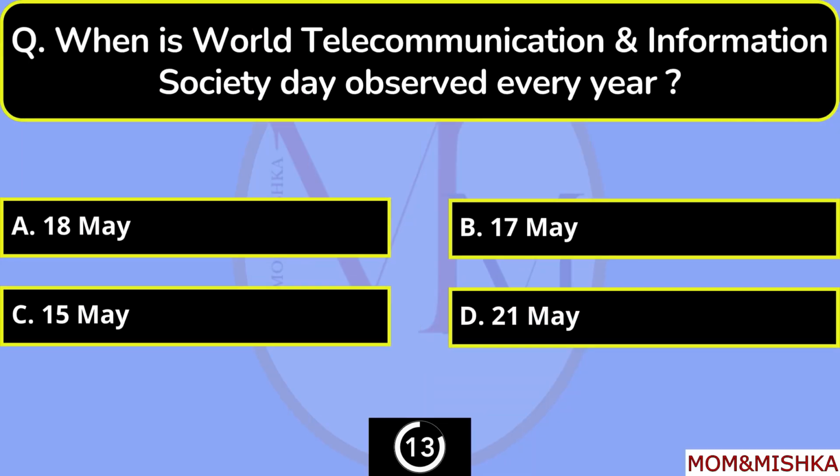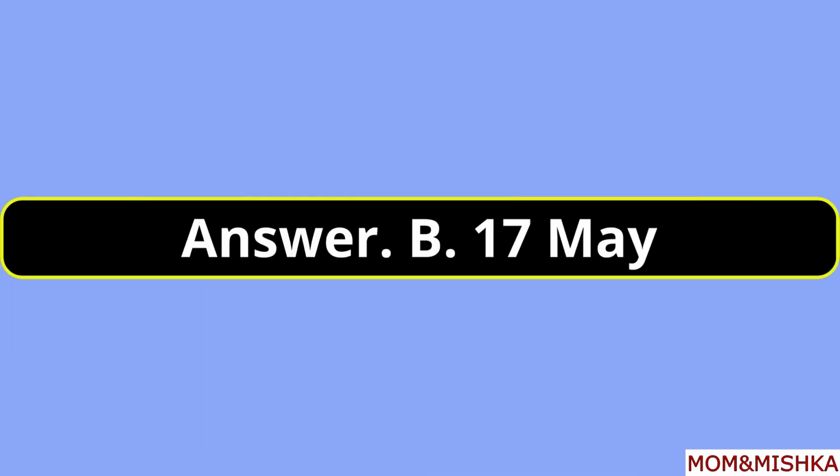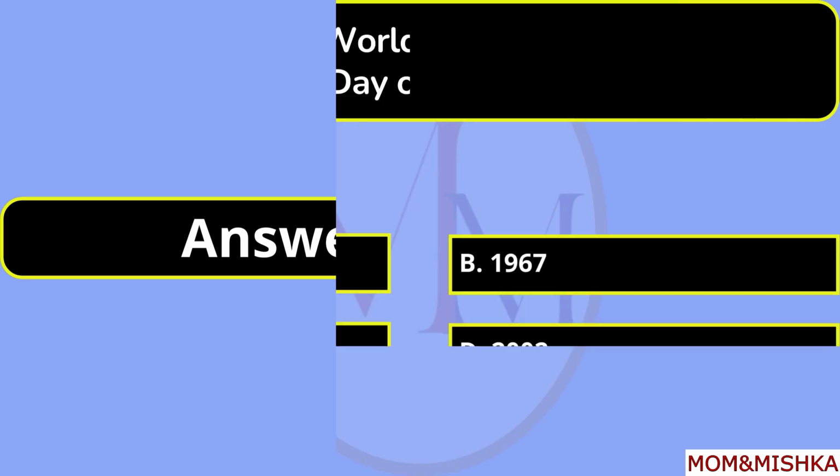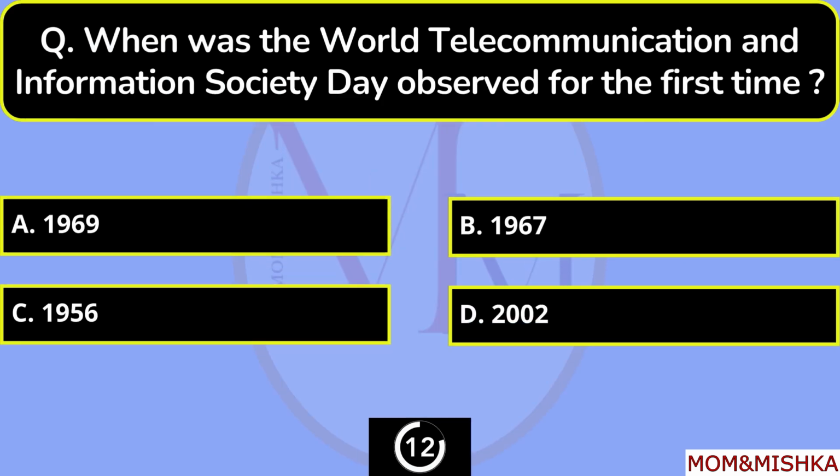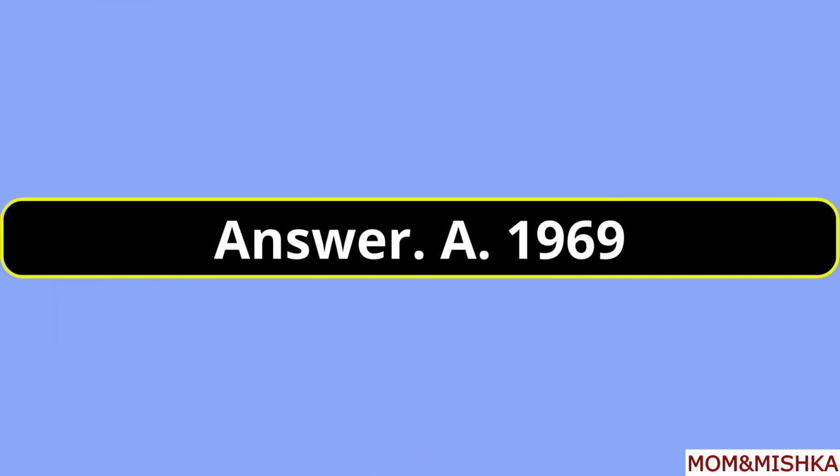When is World Telecommunication and Information Society Day observed every year? On 17th of May, option B. When was the World Telecommunication and Information Society Day observed for the first time? In year 1969, option A.